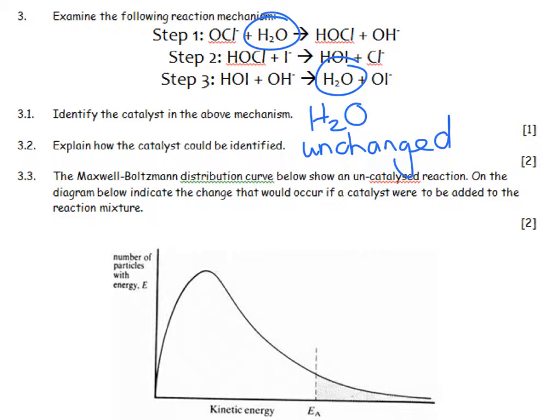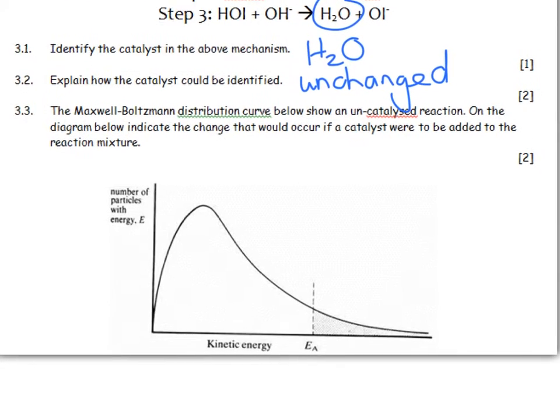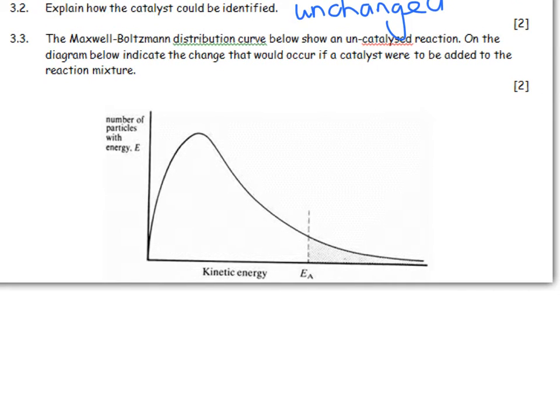And then you've got this Maxwell-Boltzmann distribution curve showing an uncatalyzed reaction. You need to understand what a Maxwell-Boltzmann is. It's telling you how many particles have got a certain amount of energy. So in this case, lots of particles have got that much energy. Fewer particles have got that much energy. Then this is called the activation energy, and only these particles over here have got enough energy to react.